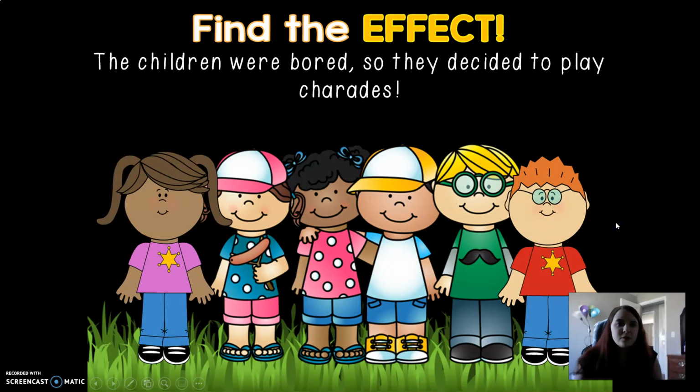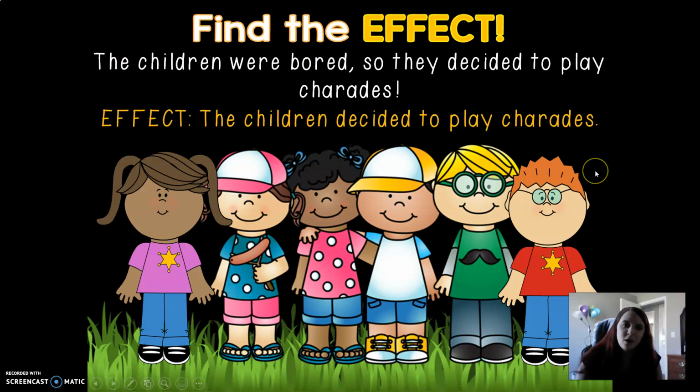The children were bored, so they decided to play charades. Which one's the effect? Well, the why, the children were bored, so they played charades. So the effect is the children decided to play charades. The children were bored is the cause.